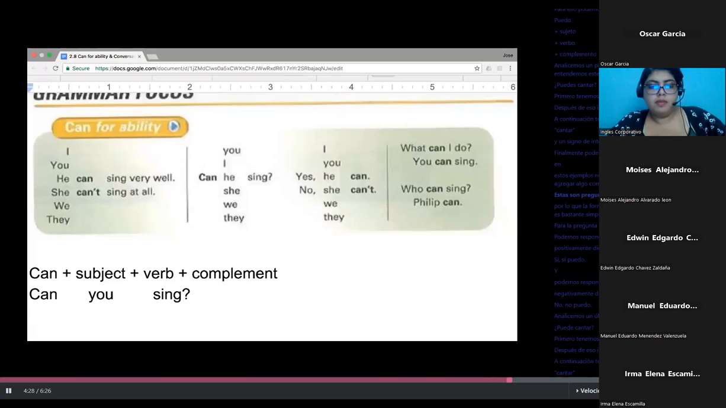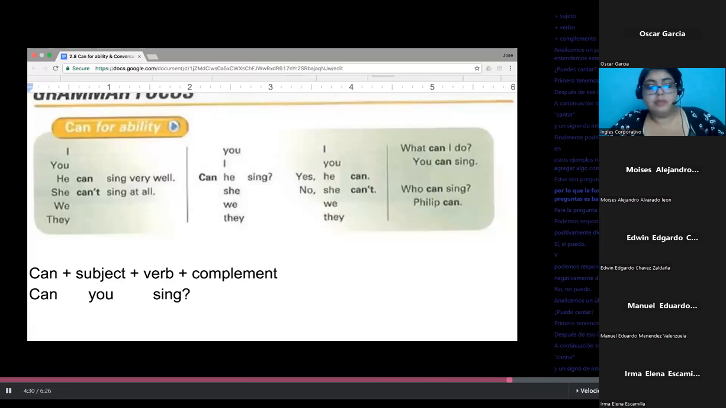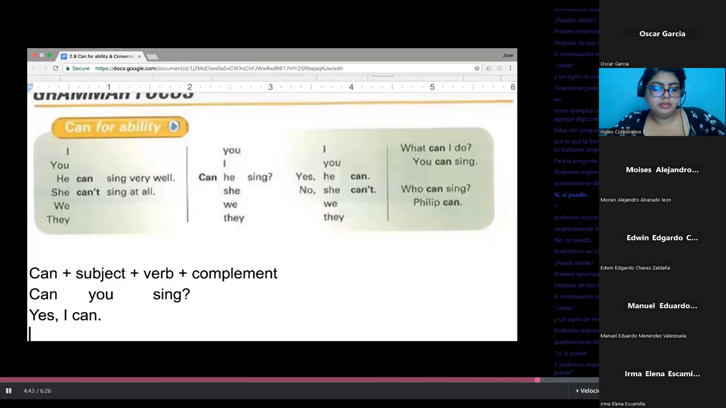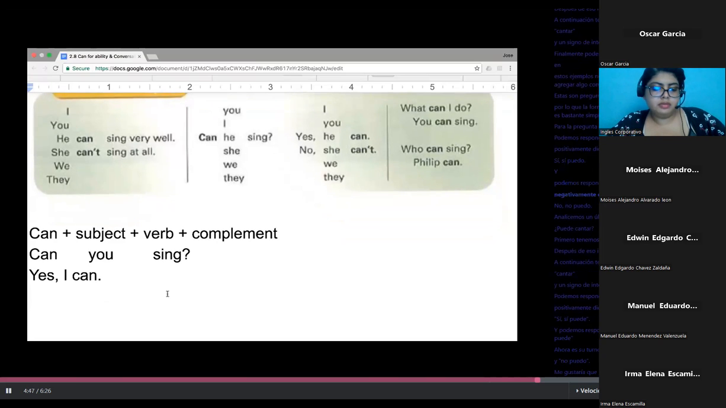These are yes or no questions. So the way to answer this type of questions is quite simple. For the question, can you sing? We can answer positively by saying, yes, I can. And we can answer negatively by saying, no, I can't.